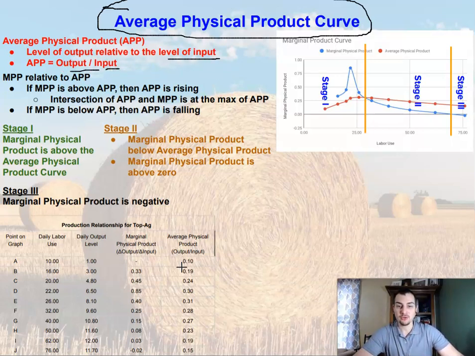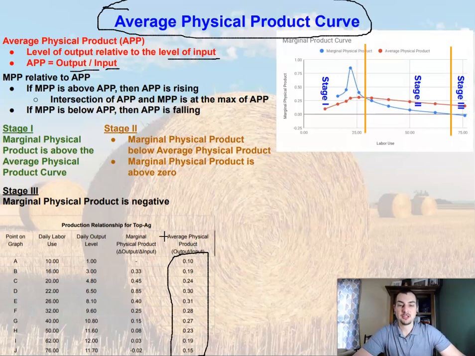So we go ahead and do that down here. And as you can see, we've already done that right here on this table. So if we take total output divided by total input, 1 divided by 10 is 0.10. We take 3 divided by 16, that is 0.19. 4.8 divided by 20 gives you 0.24.